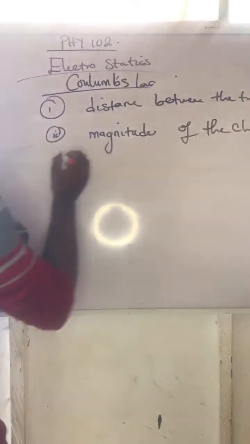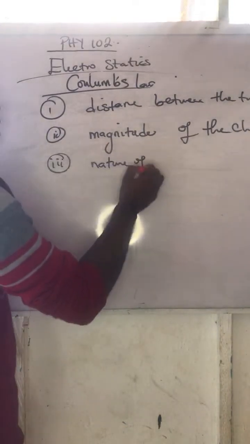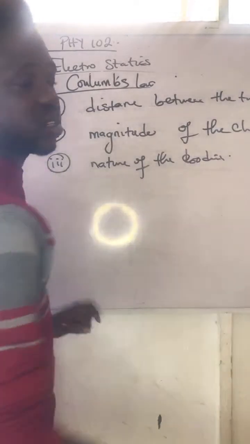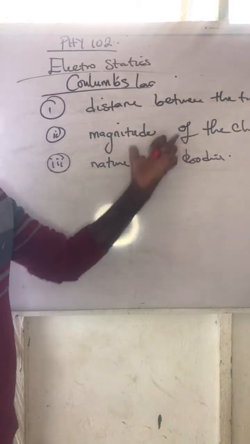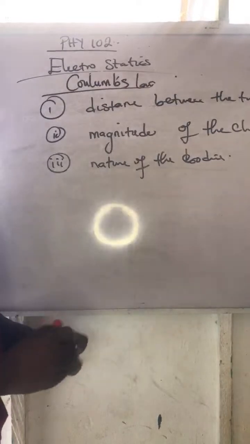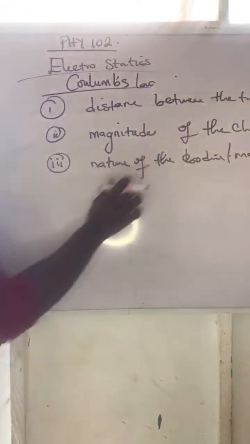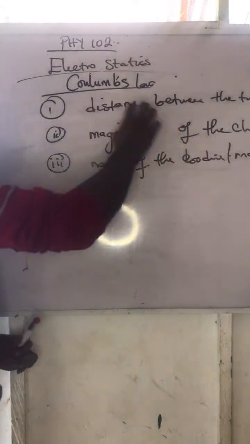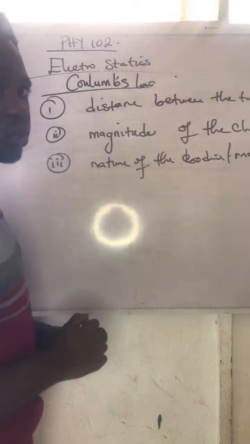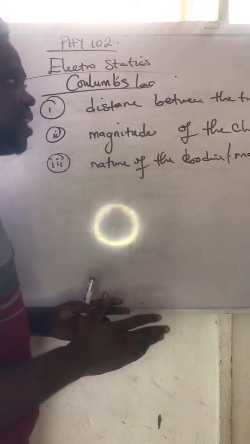Then you should also study the last one, the nature of these particular bodies or the space where those charges are. You study the material that has those charges, the bodies or materials containing those charges. So these three factors are what Mr. Coulomb put into consideration before he derived the law he called Coulomb's law. Like I said, the first one he said was that like charges repel while unlike charges do what?